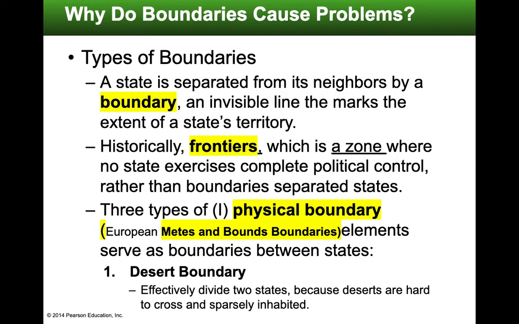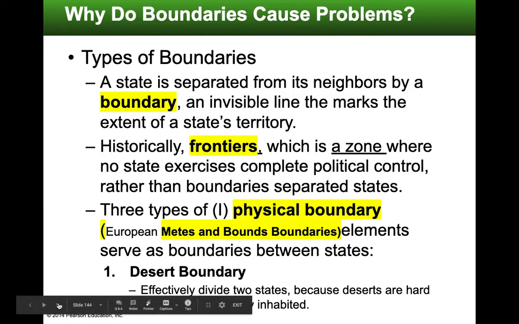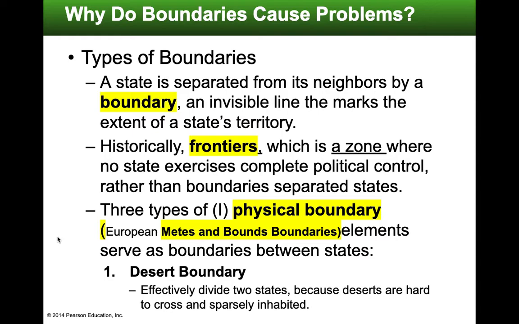Types of boundaries we see are physical boundaries. So when we look at physical boundaries, we're talking about physical features of Earth that are significant to dividing two states or two areas of land. These were common in metes and bounds boundaries of Europeans, where they used physical boundaries to separate states. We can see, again, this is common in Europe with many boundaries. It's common in desert regions as well, because physical boundaries can effectively divide two states, since deserts are hard to cross and sparsely inhabited. Desert boundaries are common in Africa and Asia, North Africa and the Saharan Desert.